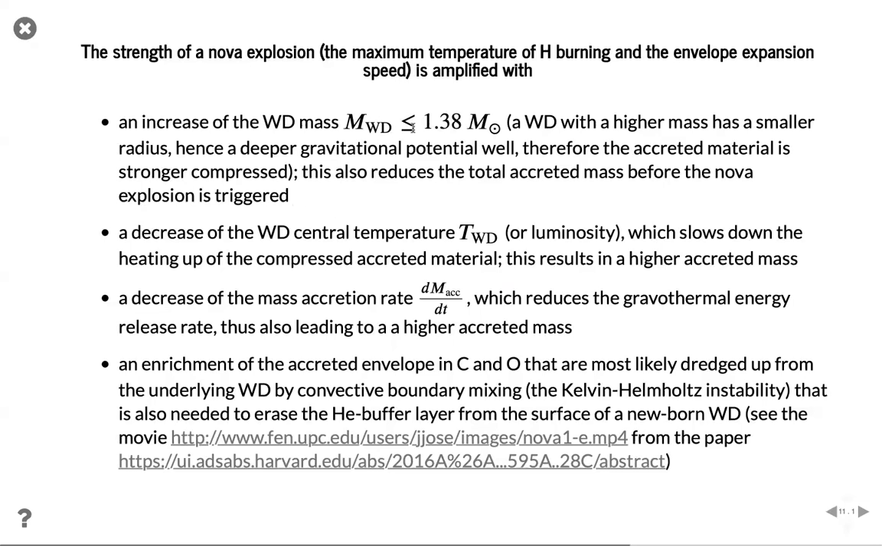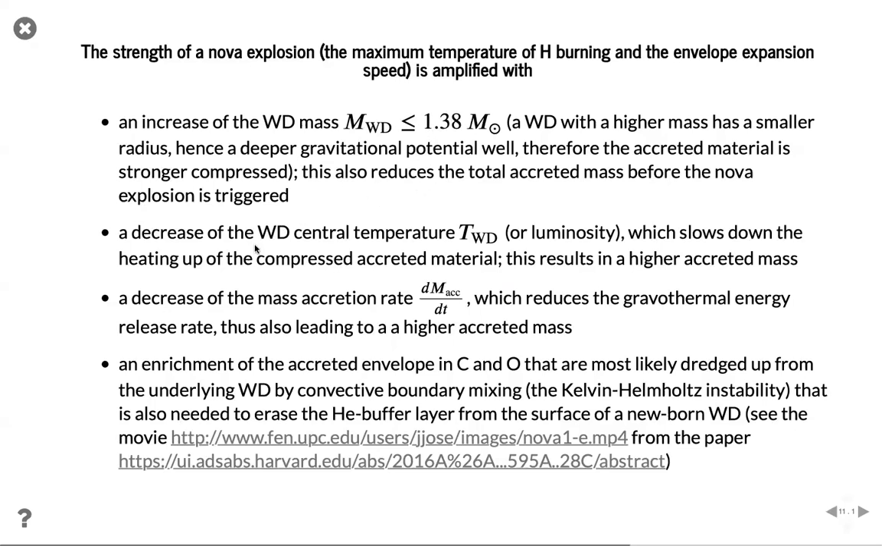Because in this case, nova explosions in the binary system occur more frequently, and they are known as recurrent novae in some cases. Normal novae occur once per a few thousand years, but recurrent novae can occur once per tens of years. In principle, some recurrent novae can occur on white dwarfs with mass approaching the Chandrasekhar mass limit.